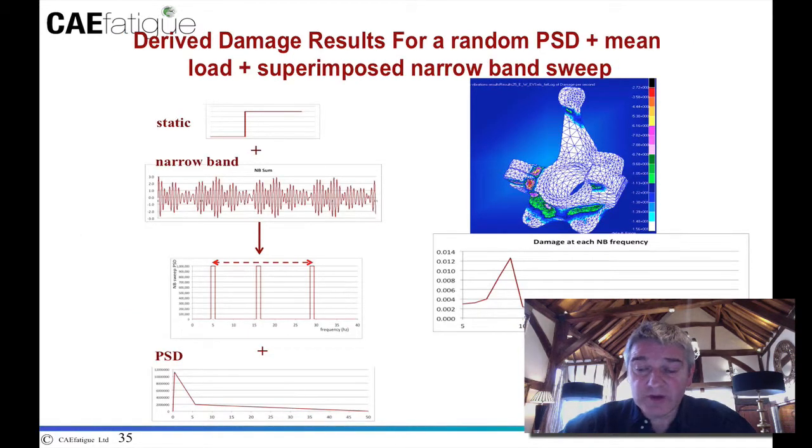This shows the derived damage result for a random PSD plus a mean load plus a superimposed narrowband sweep. Again, we have similar results, again showing the damage as a function of frequency, and we're also showing the pattern plot of damage at one particular frequency.